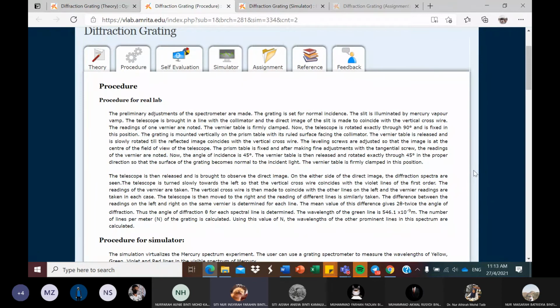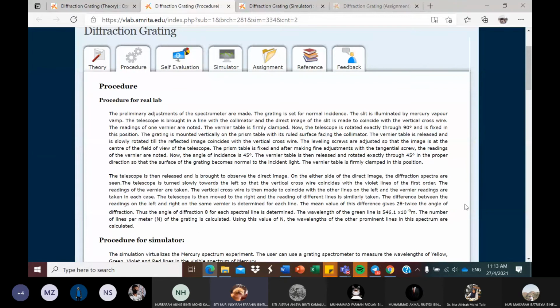The vertical cross wire is then made to coincide with the other lines on the left, and the vernier readings are taken in each case. The telescope is then moved to the right, and the readings of the different lines are similarly taken. The difference between the readings on the left and right of the same vernier is determined for each line. The mean value of this difference gives 2 theta, twice the angle of diffraction. Thus, the angle of diffraction theta for each spectral line is determined.